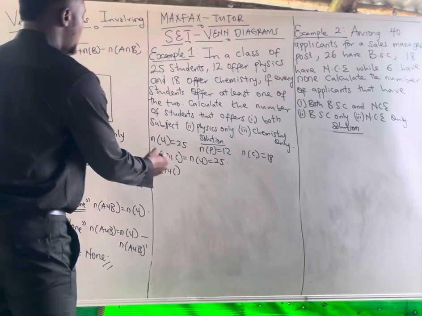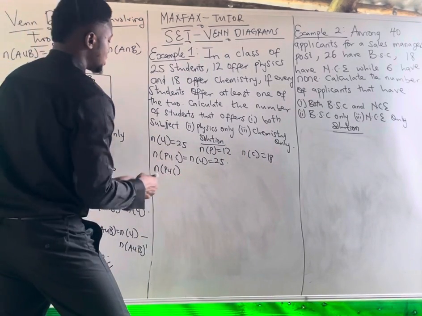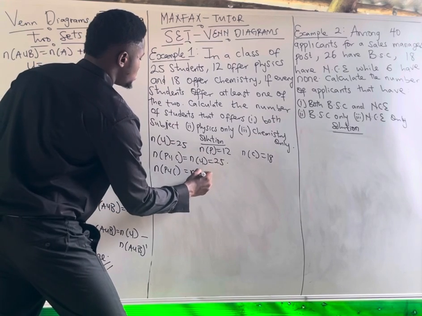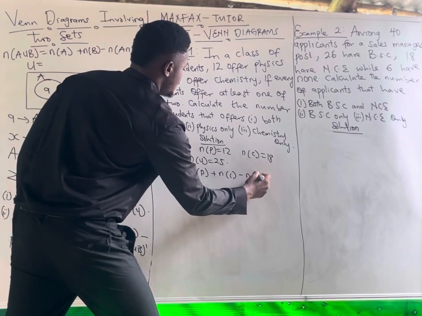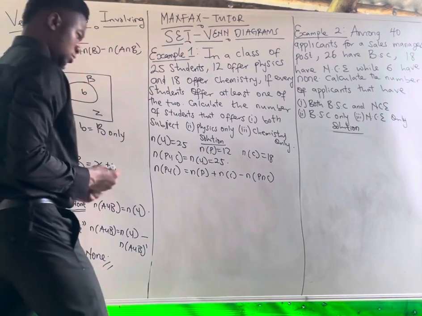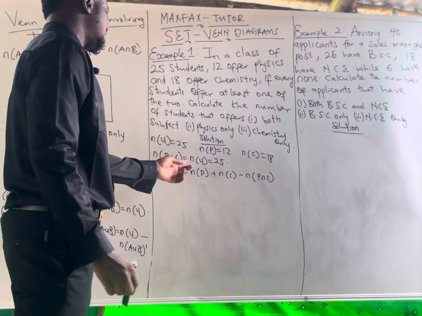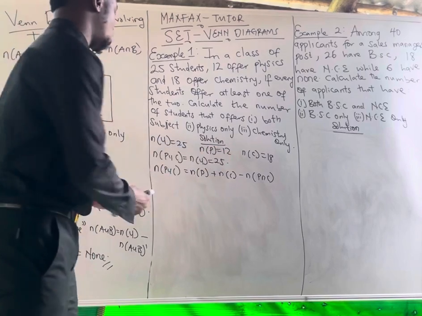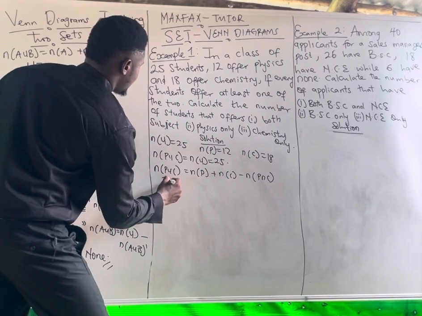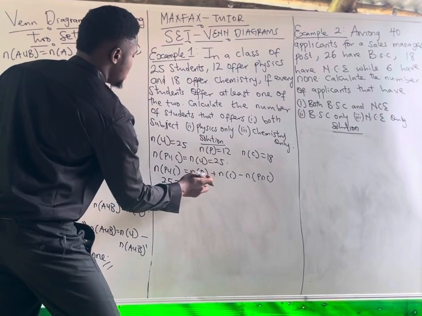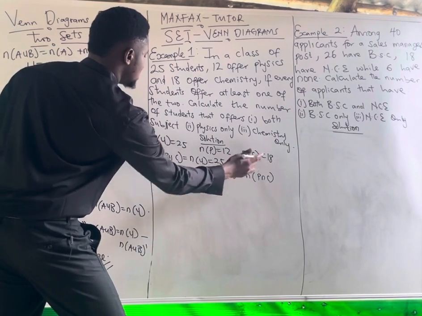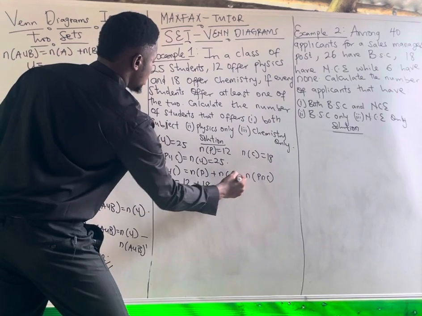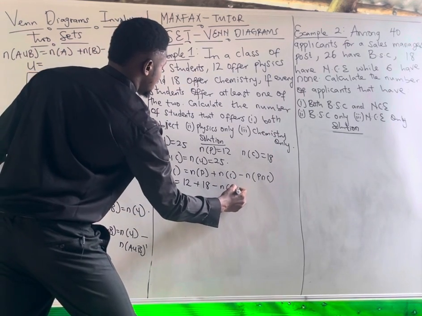This simply means that the formula will now change to n(P union C) equals n(P) plus n(C) minus n(P intersection C). So guys, since our P union C is equal to the universal set, which is 25, then this will be 25 equals n(P), that is 12, plus n(C), that is 18, minus n(P intersection C).